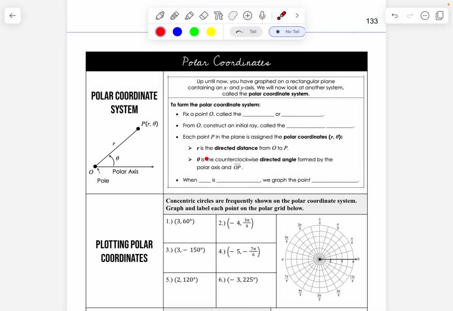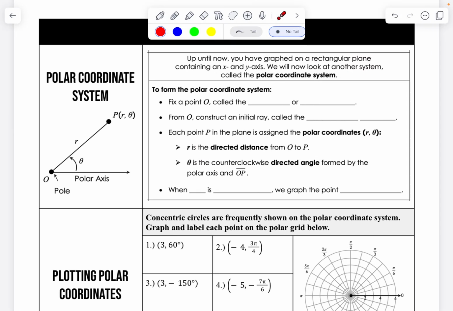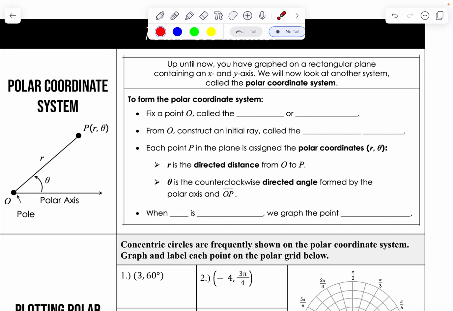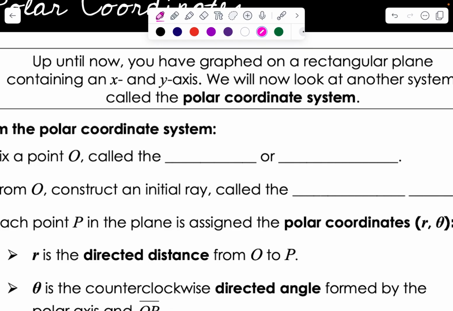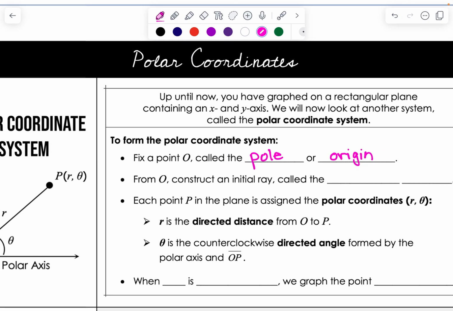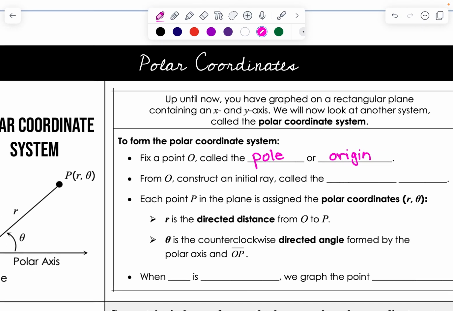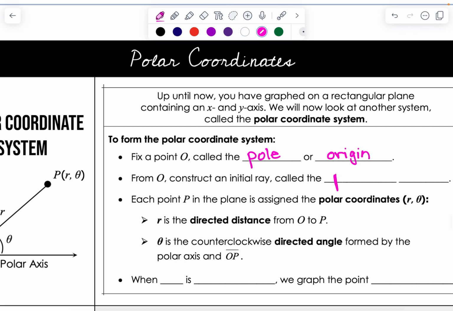All right, so polar coordinates. Up until now, you have graphed on a rectangular plane called a Cartesian coordinate system containing an x-axis and a y-axis. Now we're going to look at another system called the polar coordinate system. To form the polar coordinate system, we fix a point, O, called the pole or origin. From O, we're going to construct an initial ray called the polar axis.